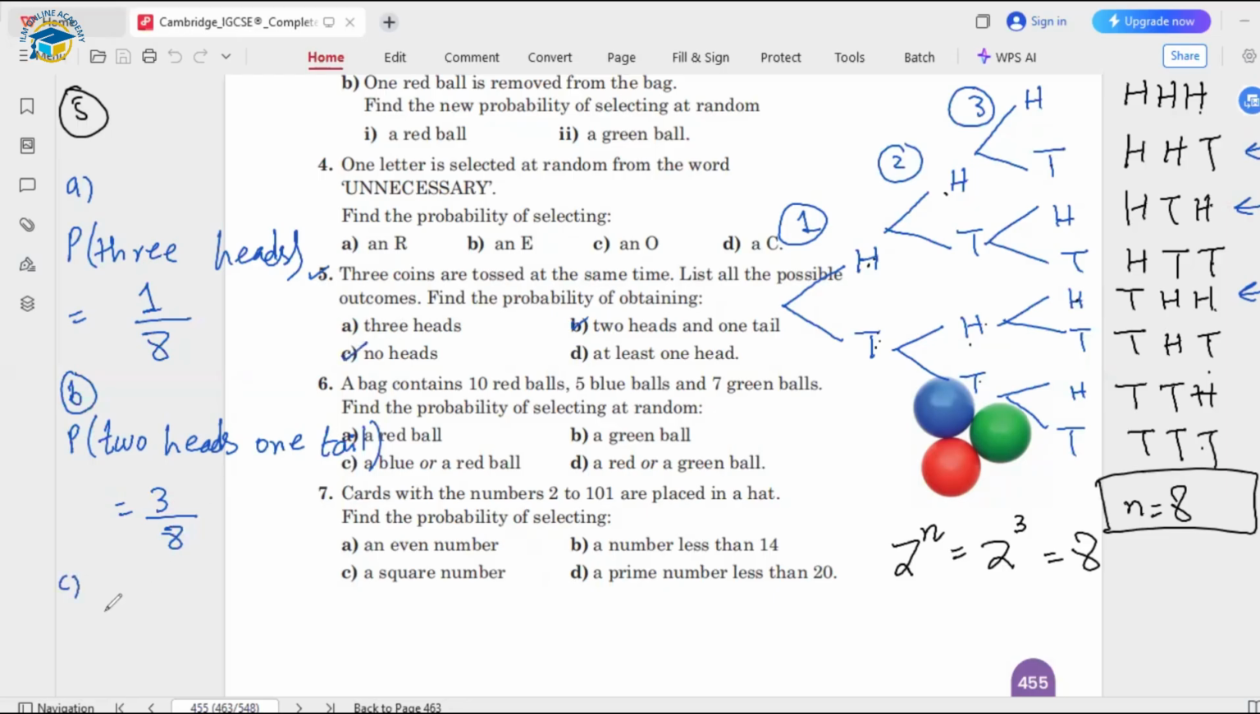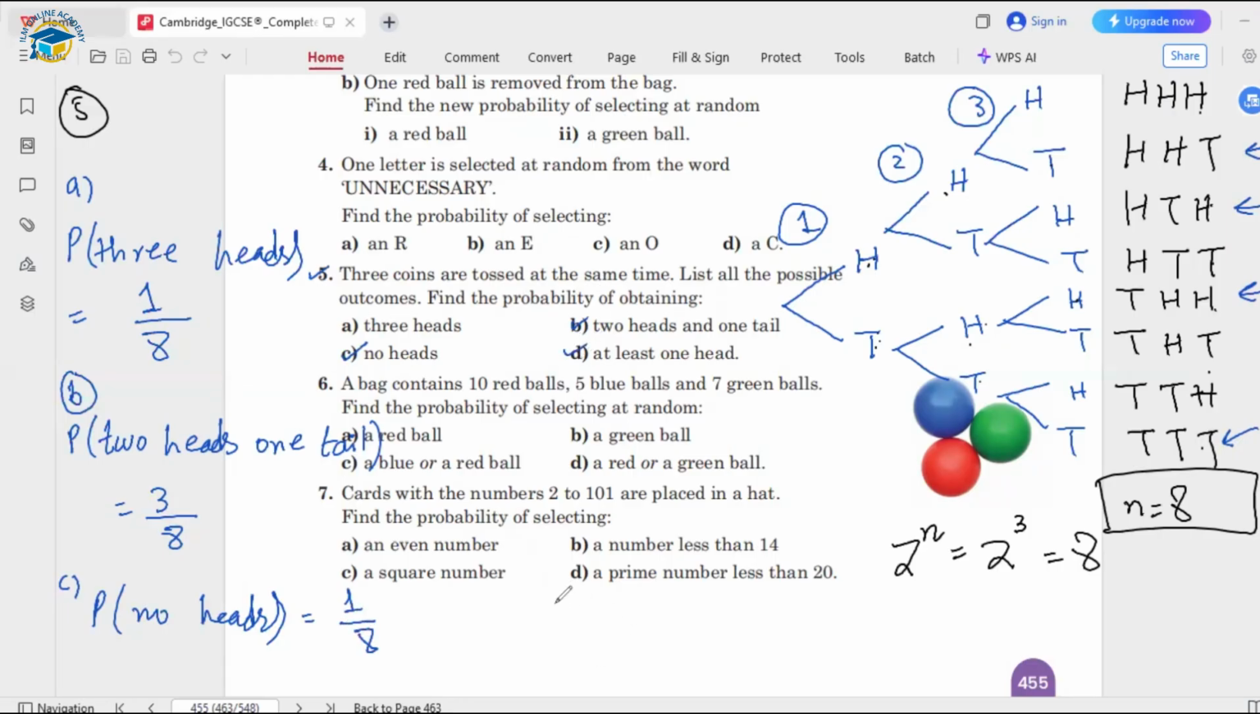C is no heads. Probability of no heads. So the rest of these all have heads. Only one possibility is there where there is no head, when we have all 3 tails. So 1 out of 8.